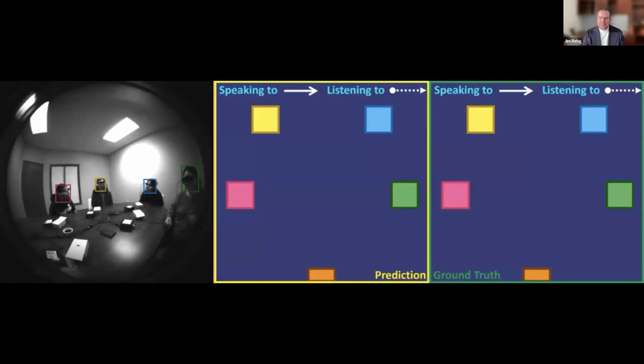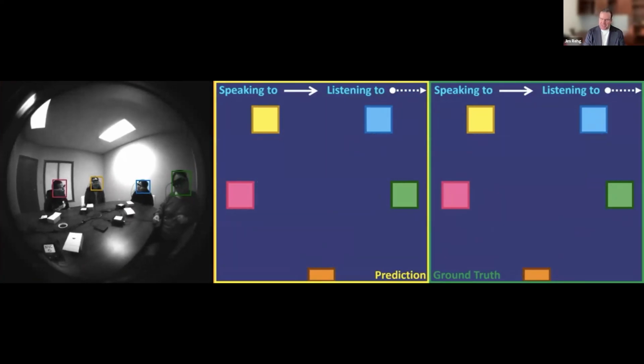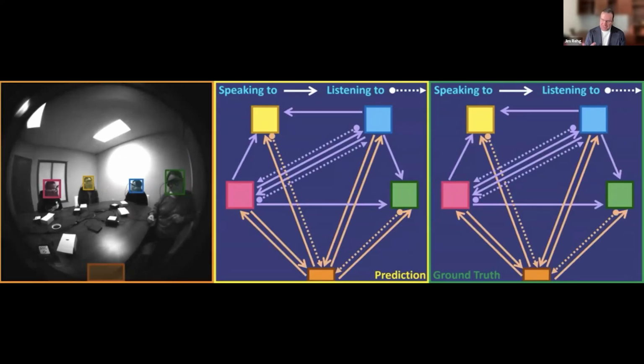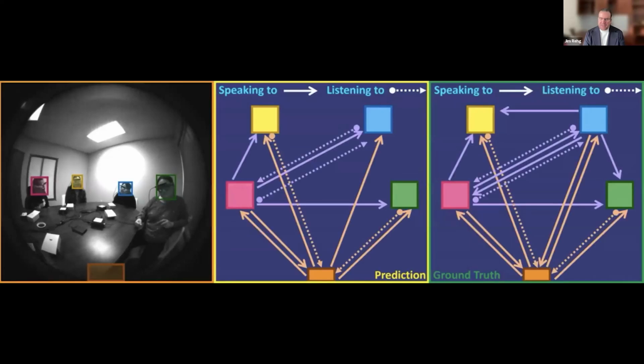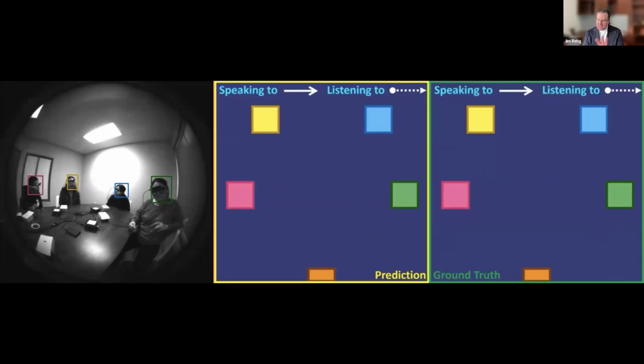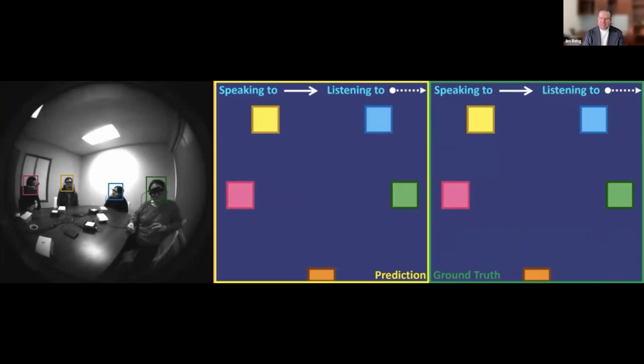Okay, so that was really short, but a complicated cocktail party kind of setup like you would expect. And this is the algorithm's output. On the right is the ground truth based on the data collection procedure that I described, plus some coding of who's listening and who's speaking. And then in the middle is the prediction of our algorithm. Whenever the two pictures are the same, it's doing the perfect job. Whenever there's a discrepancy, the algorithm is making a mistake.